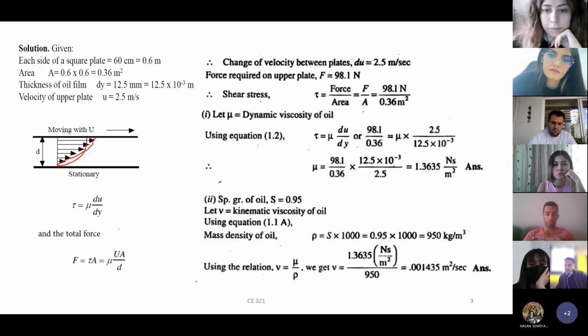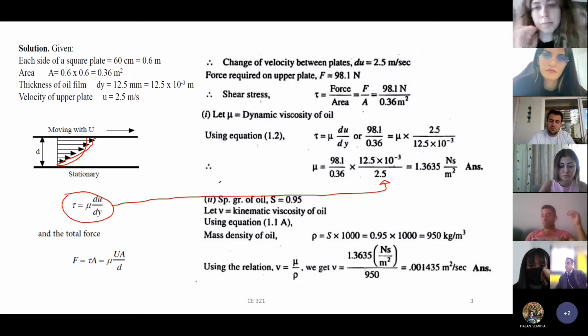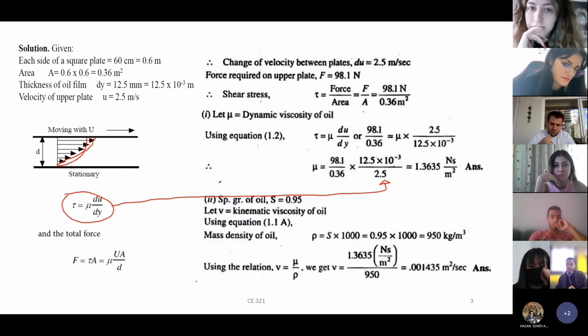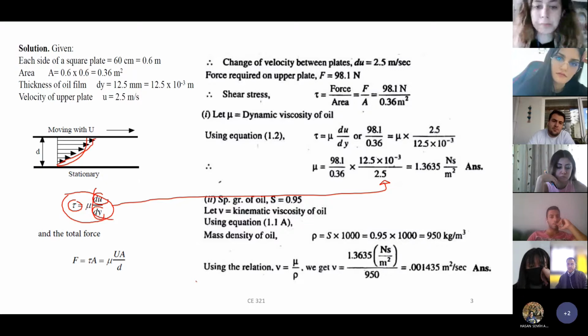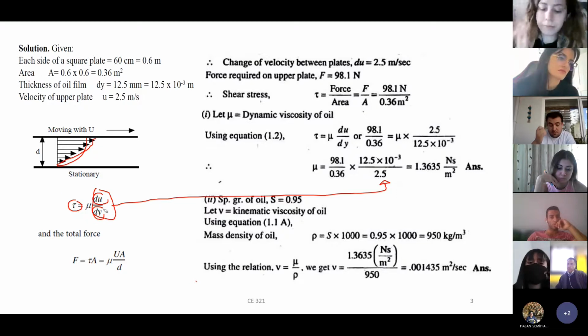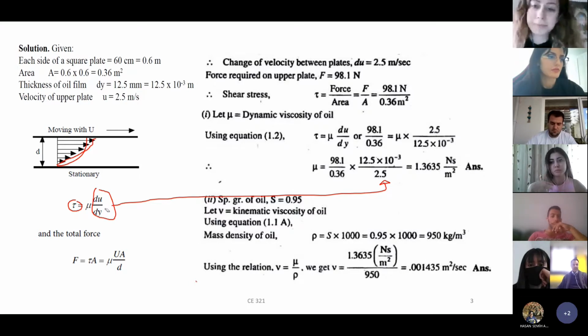And one important thing that I would like to talk about here is the transformation of this equation, mu times du over dy, to the one that you see here. In the middle of the solution I will talk about it more. But in general, this is our formula. We do not have tau, but du over dy is given. What was the name of du over dy? We already said that this is velocity gradient.